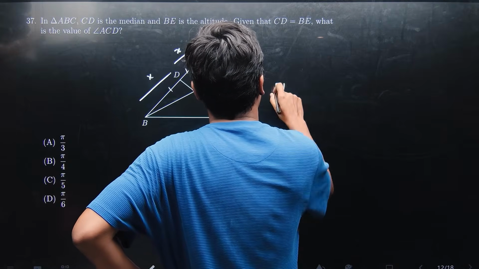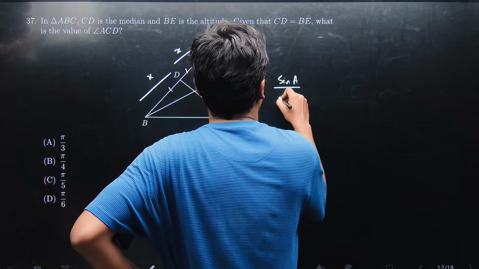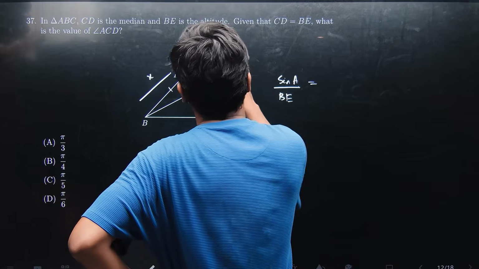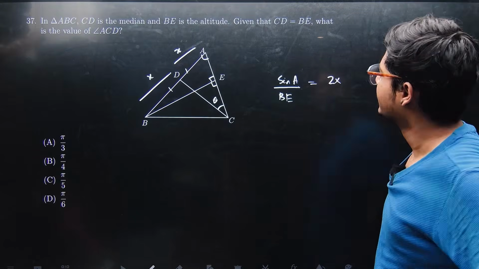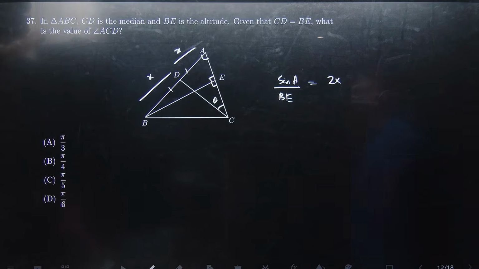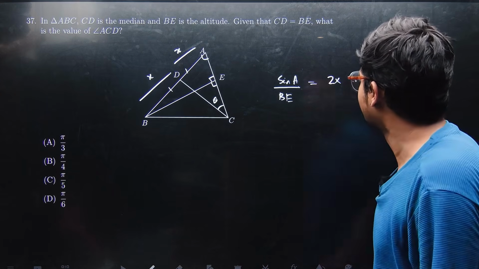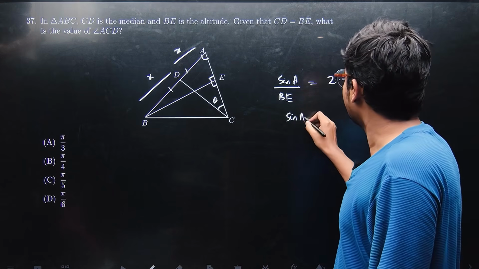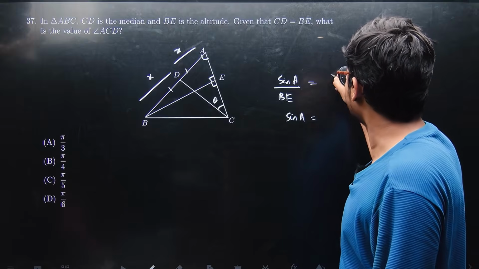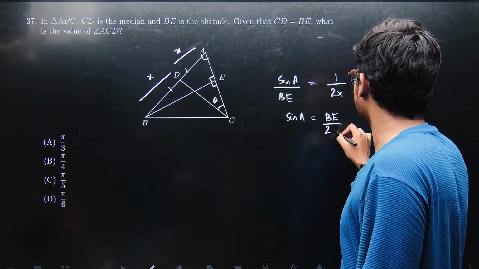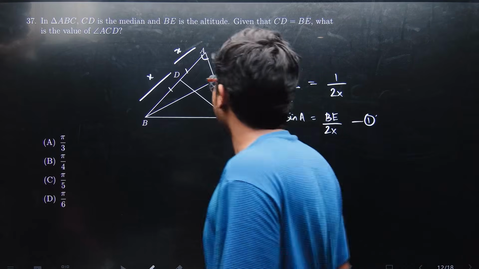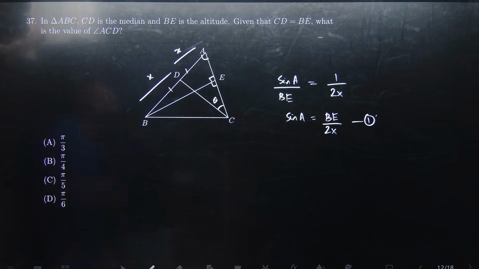Now, observe that sine A, if I use say BE in this triangle, I can say that BE by sine A should be equal to, this is 90, right? So it should just be equal to 2x, right? Okay. Or you can just simply go with the definition of sine A, same idea, okay? BE by 2x. So sine A is basically BE by 2x. That's 1, okay?